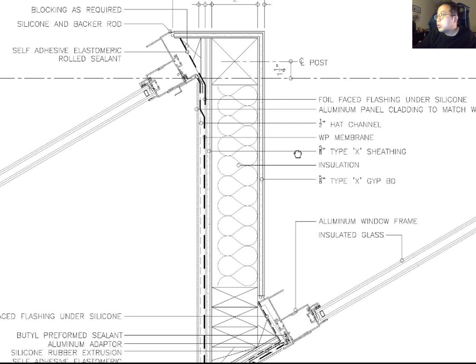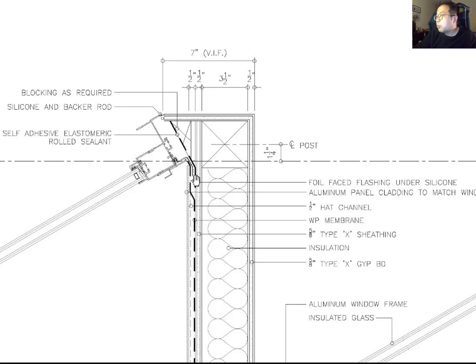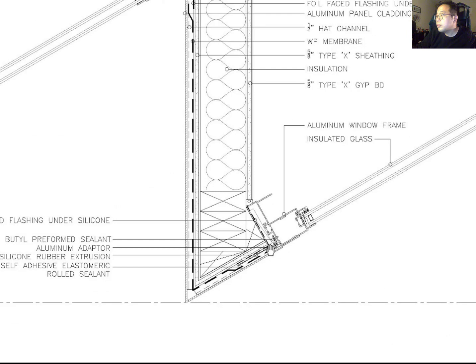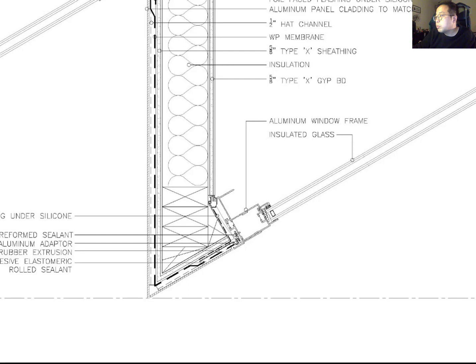This is a waterproofing membrane, and at the bottom of this one you have to overlap it. Remember, when you have a joint, we always put two waterproofing membranes together to protect the corner condition. That's why this waterproofing membrane and another waterproofing membrane have to overlap to protect this corner condition. Same way, at the bottom of the window sill, there is a waterproofing membrane and another one, protecting the corner condition.